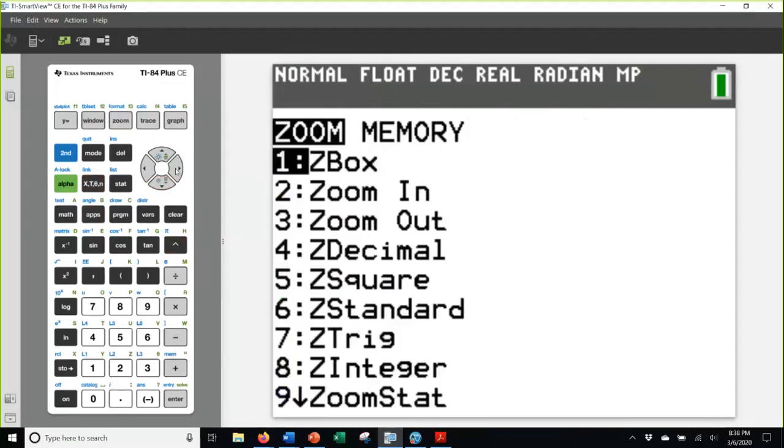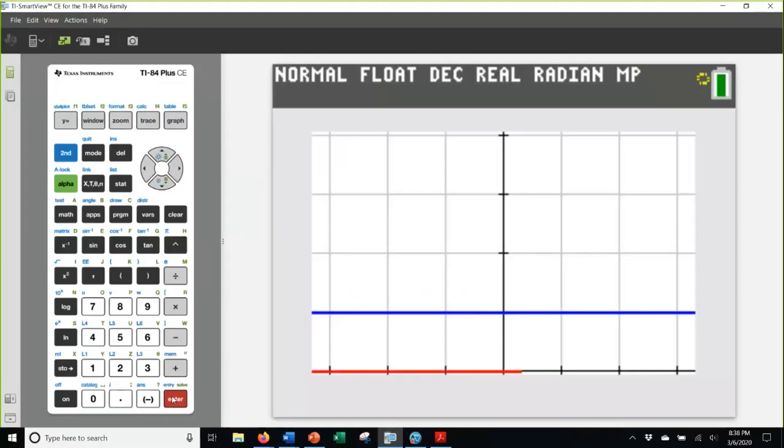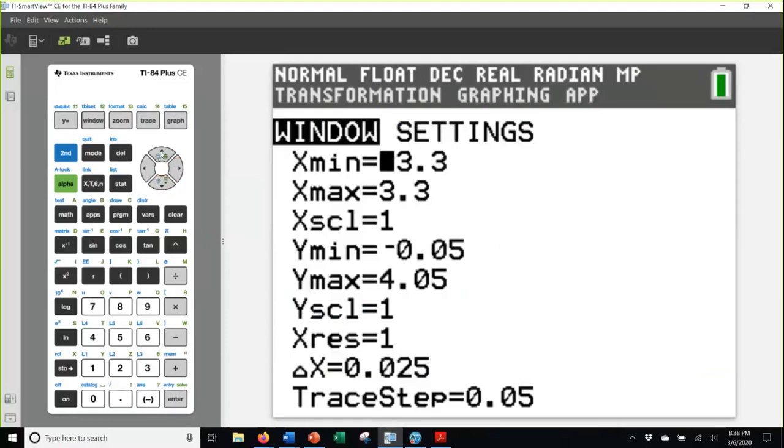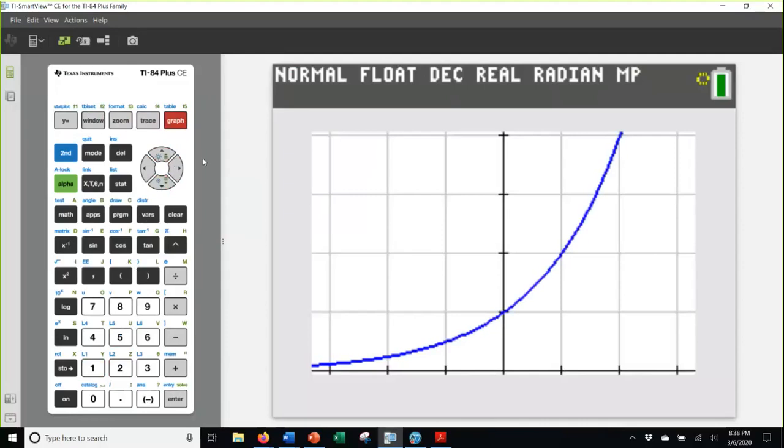I have a particular window I have saved here. And what I want to do with the settings is I want to start with b at 1.5. I want to step value 0.1. Actually, I think I'm going to start b at 2. Okay, and so what we have here is the graph of 2 to the x.